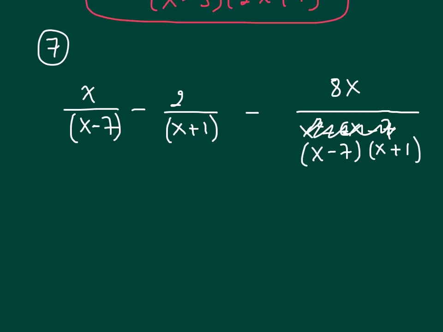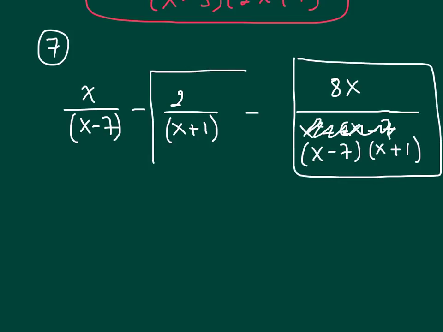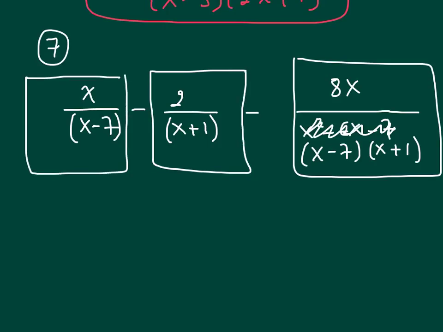Alright, now we have 3 different ratios. We have this ratio here, we have this one over here, and we have this one over here. We want all the denominators to be the same, so we need to look for the common denominator. The common denominator is going to be the product of x minus 7, x plus 1. Well, here I already have x minus 7. That means I have to multiply the top and the bottom by x plus 1. And now I have the same common denominator.